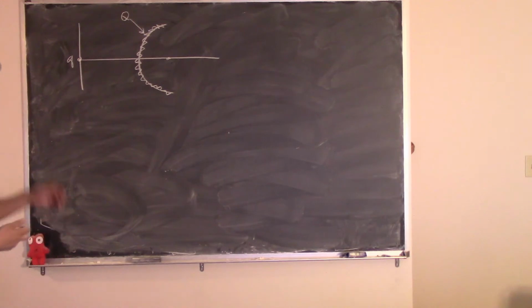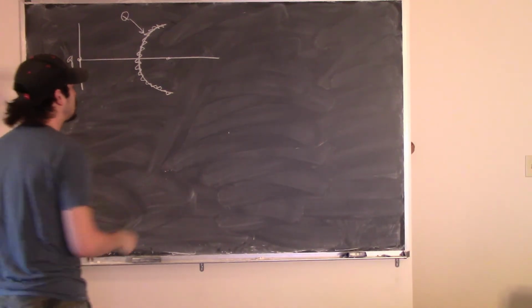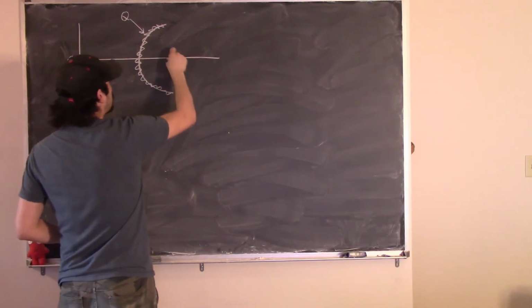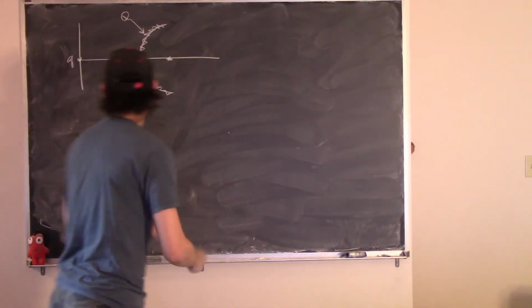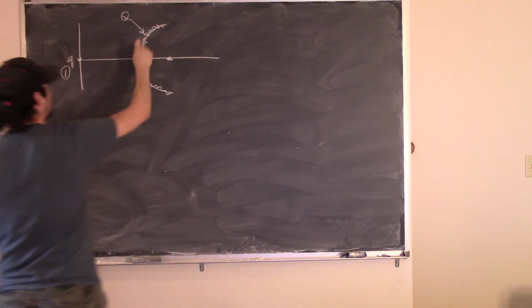Okay, so right off the bat, what we can do is we can say that whatever the electric field is here, there's only 2 things that could contribute to it. And let me call this thing 1 and this thing 2.